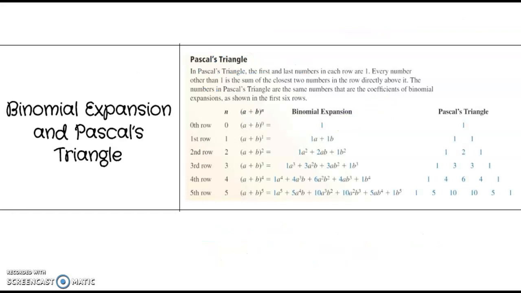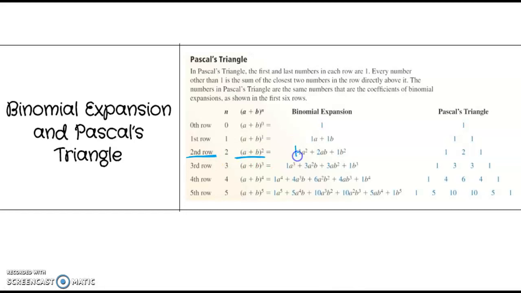So Pascal's triangle, this is a really nice shortcut for binomial expansion. And so let's look at this second row here. So I'm looking at this second row, and I notice that I have (a plus b) squared, which is the product that we just did on the previous page.